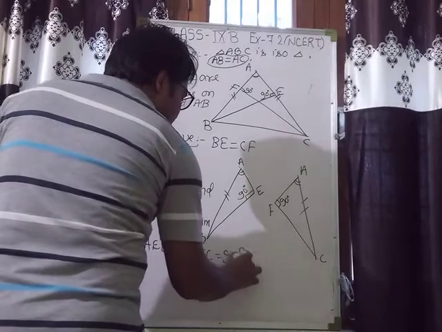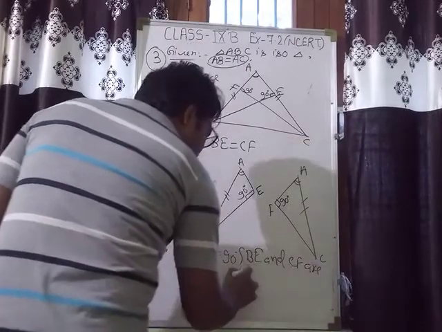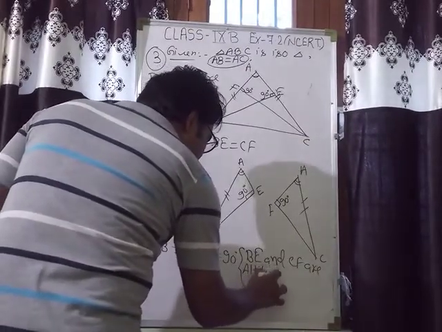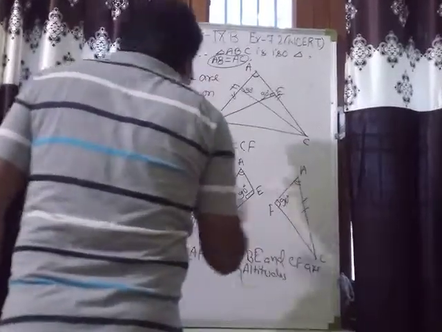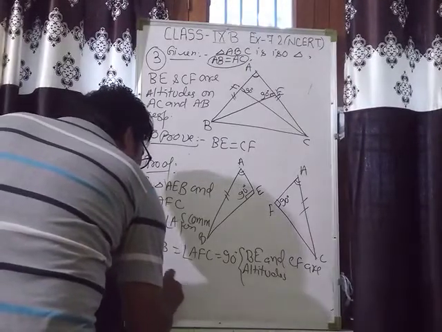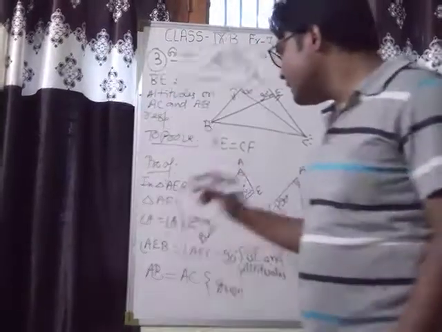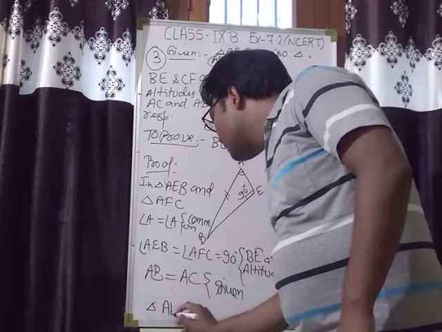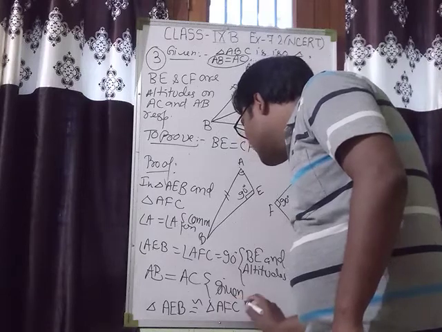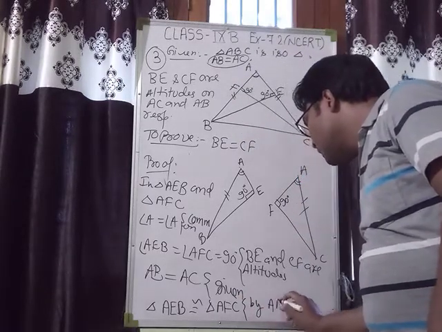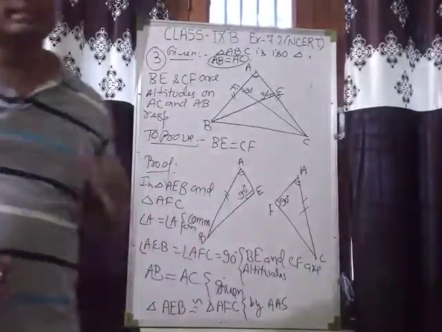Why? Because BE and CF are altitudes. And AB is equal to AC, it is given in the question. So by AAS congruency rule, triangle AEB is congruent to triangle AFC. And when two triangles become congruent, their corresponding sides will be equal.